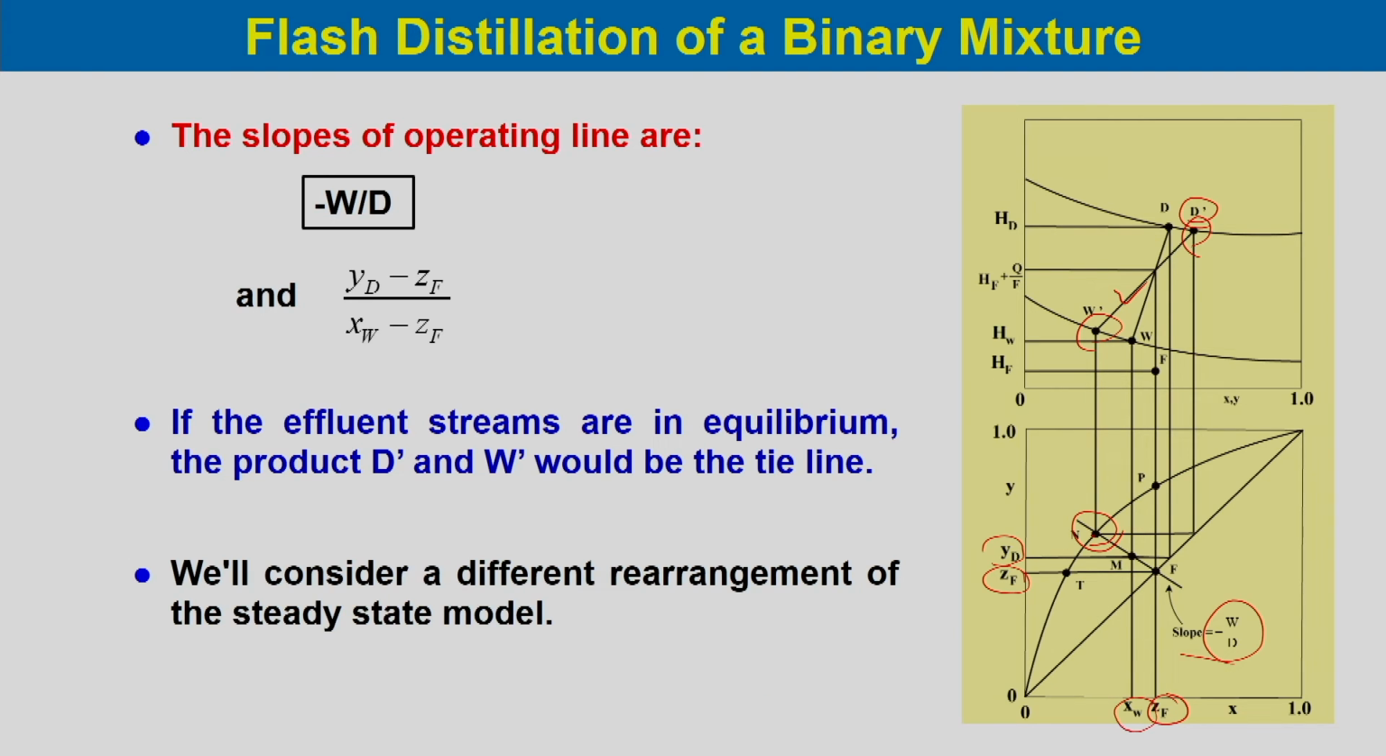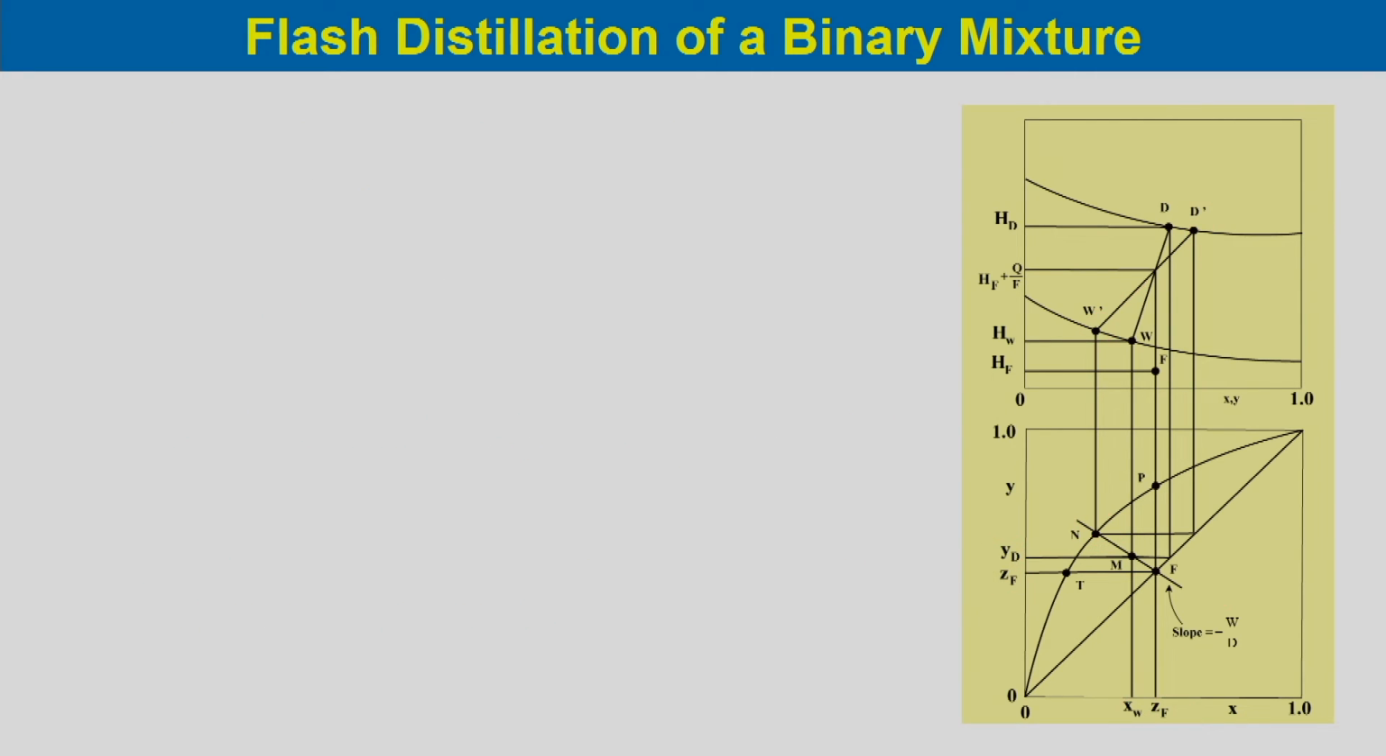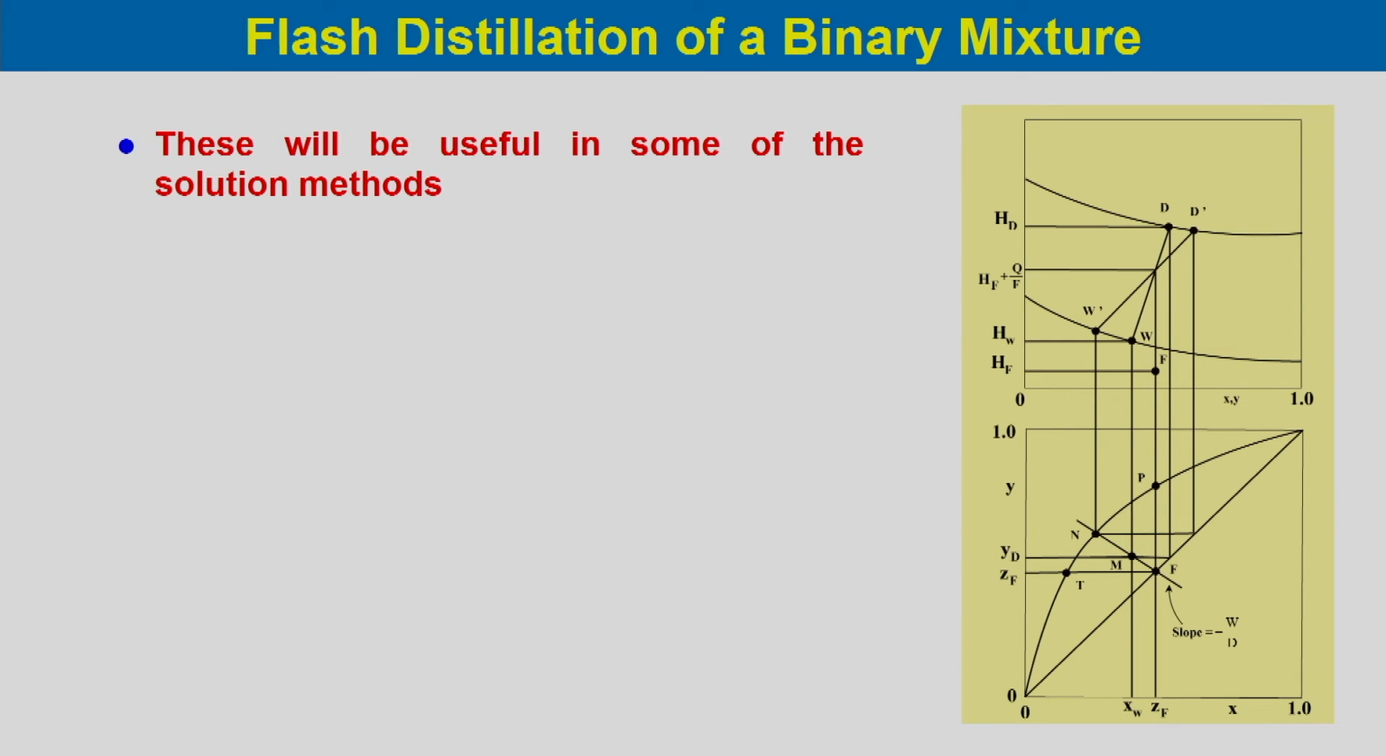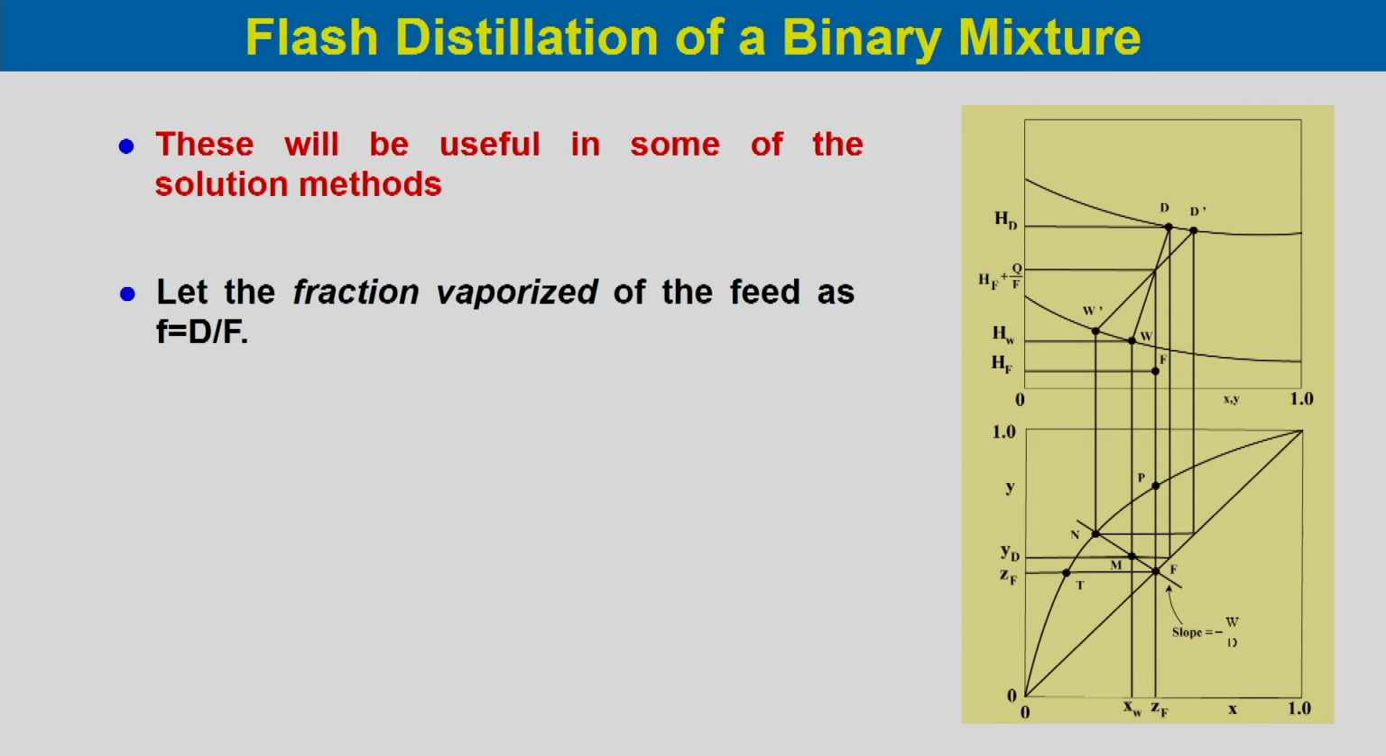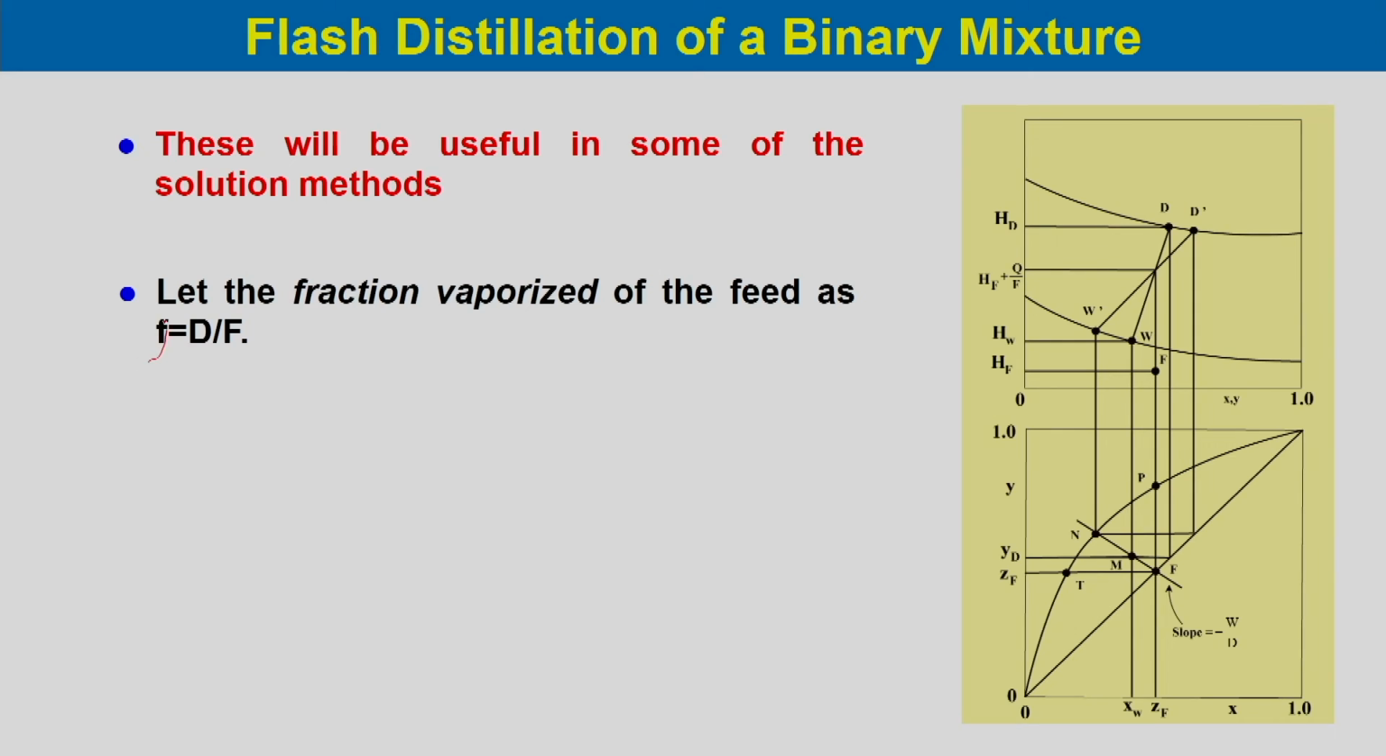So, we will consider a different arrangement of the steady state model. These will be useful in some of the solution methods. Let the fraction vaporized of the feed be f. So, it is not completely vaporized, and we consider that a fraction of the feed is vaporized, and that fraction is defined as f equal to D by F. So, D is the distillate and F is the feed.